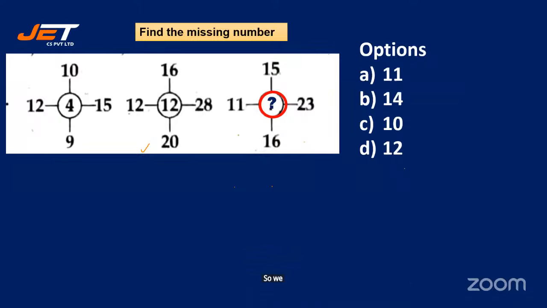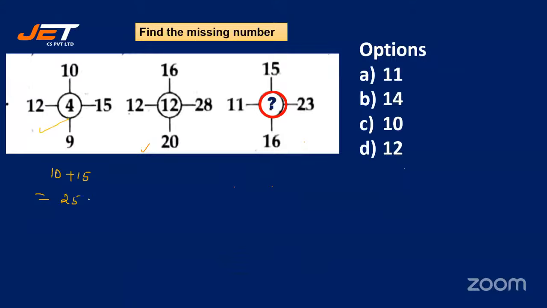So we have 10. Okay. Then 12, 4, 15, 9. And in your second set of numbers, we have 16, 12, 28, 12, 20. And see the third one, 11, 15, 23, 16. So what is the question mark? All right. So now let us try this. So 10 plus 15 will give me 25.